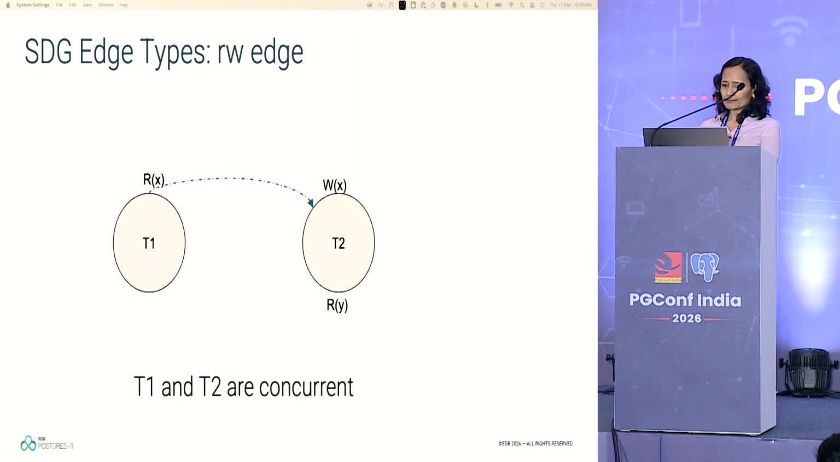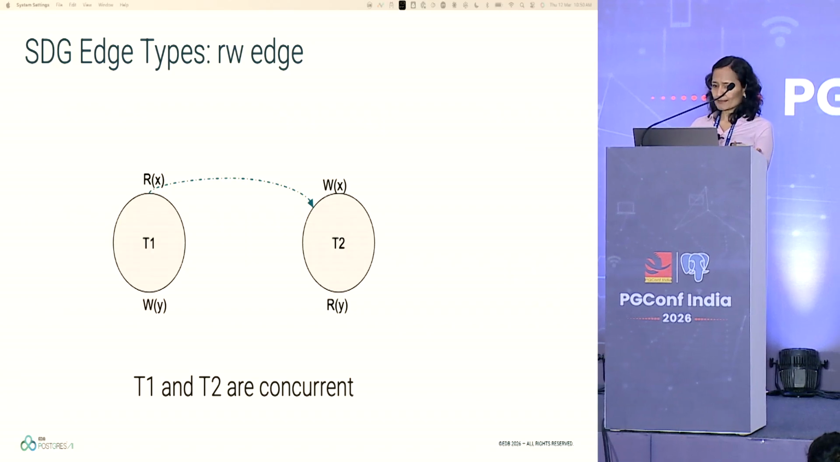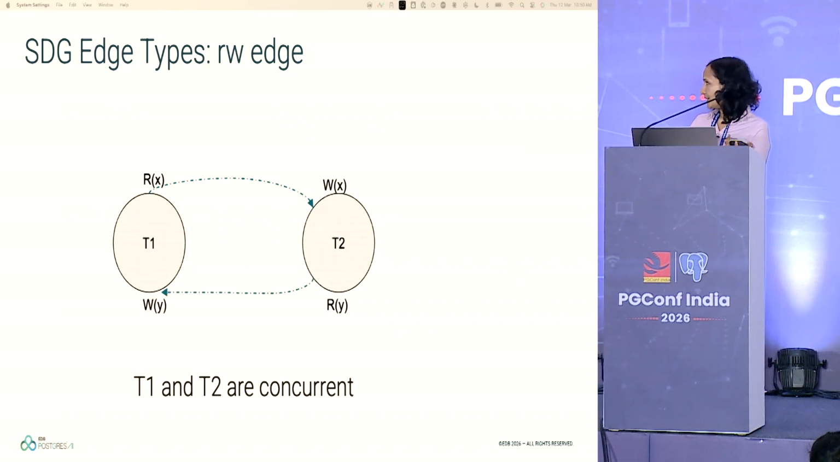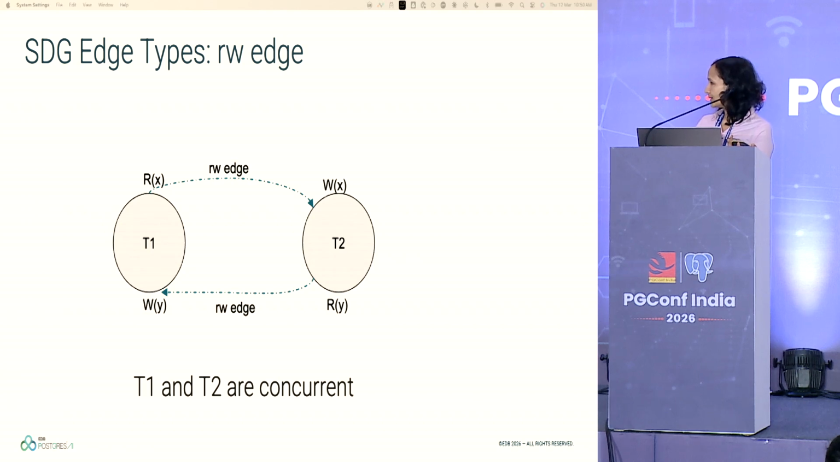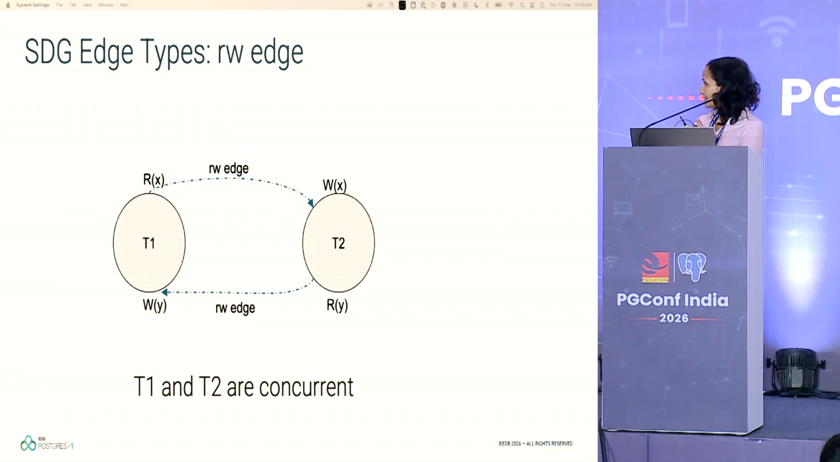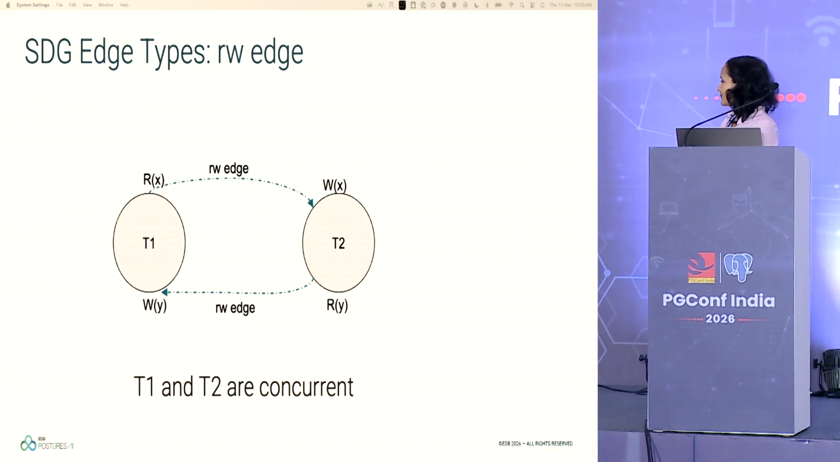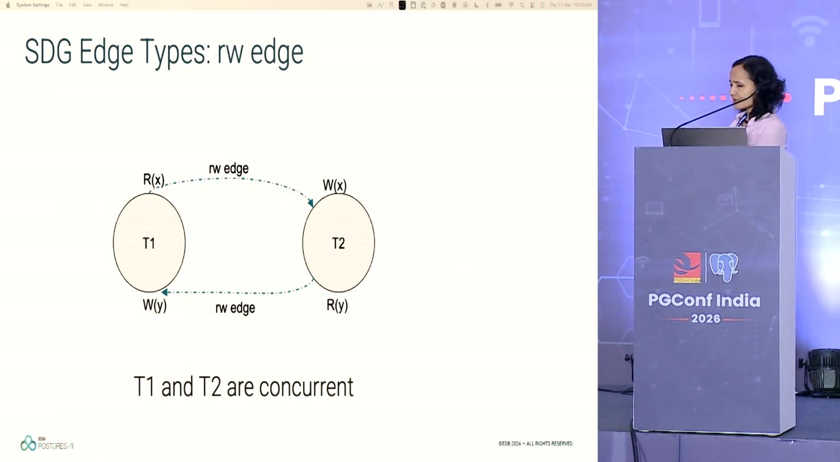So you have an edge called an RW edge between them. Similarly, say T2 reads a record and T1 writes it. So you would have another edge between them. This is called an RW edge as per the SDG definition. This is a modeling of the write skew that we just saw, which means that transaction 1 read some data and transaction 2 wrote it, and transaction 2 read some data and transaction 1 wrote that same data. Thus a cycle in the SDG causes a write skew under snapshot isolation.